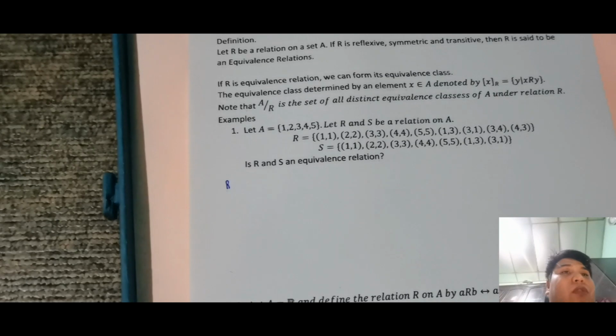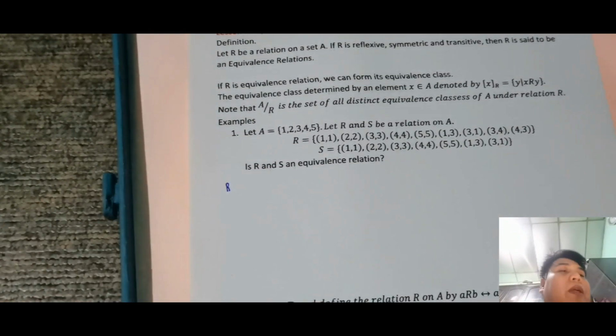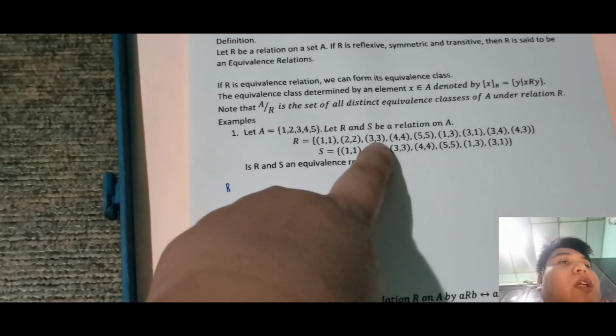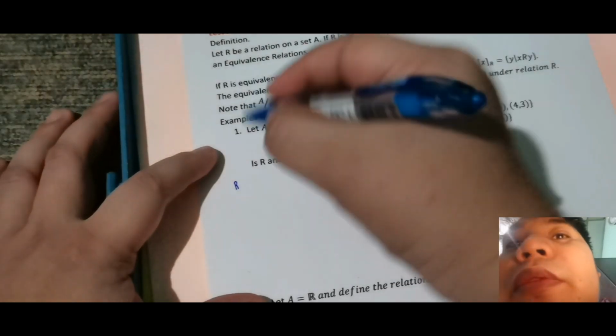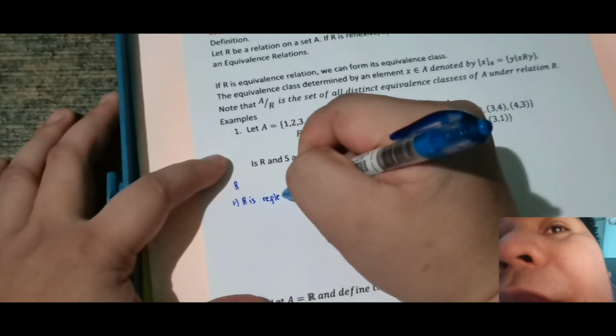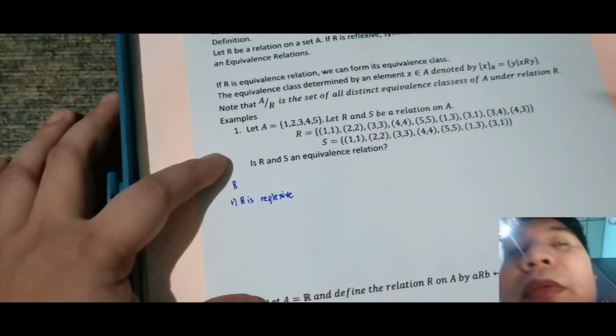Unang tanong, siya ba ay reflexive? Sir, ang A po is may 1, 2, 3, 4, 5. Para maging reflexive, kailangan ko makita si (1,1), (2,2), (3,3), (4,4), and (5,5). Nakikita mo ba yun doon? Yes, sir. Visible po eh: (1,1), (2,2), (3,3), (4,4), (5,5). So, R is reflexive. Kita ko eh, so wala nang ibang reason. R is reflexive.